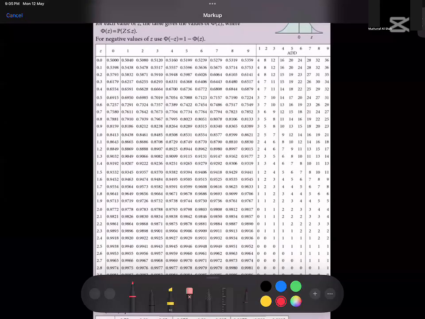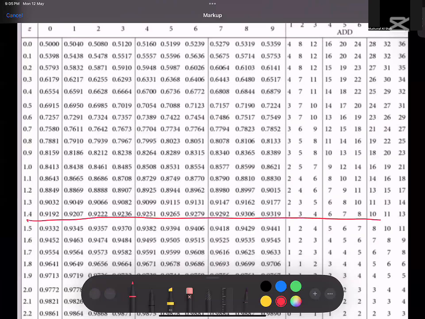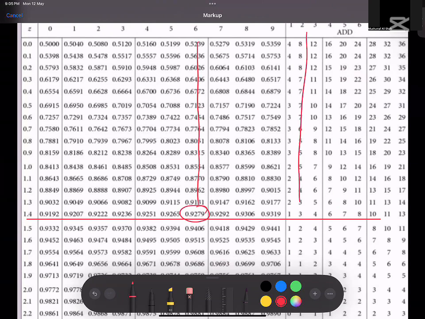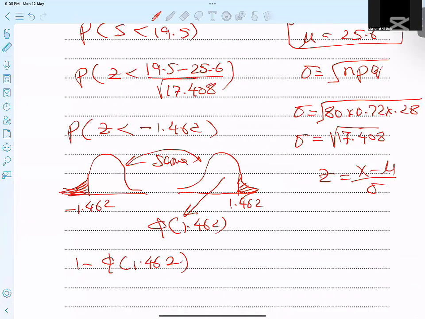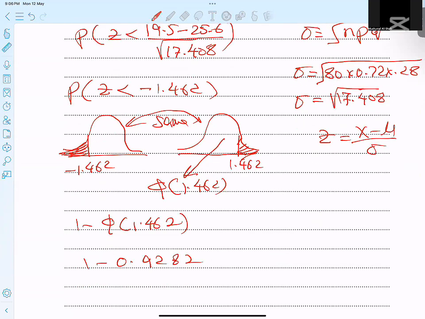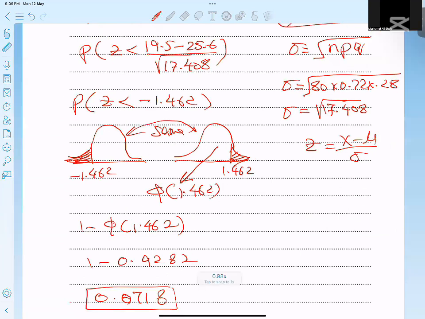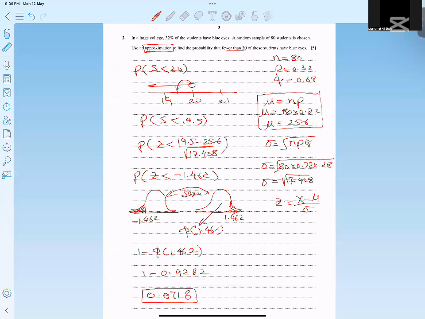Let's take a look at 1.462. The 6 comes from here, 1.46, and the 2 comes from here. So 0.9279, and the 3 I add, I got 0.9282. So 1 minus 0.9282, and finally I got the answer 0.0718, a 3 SF answer. I hope the concept of this question is completely clear.